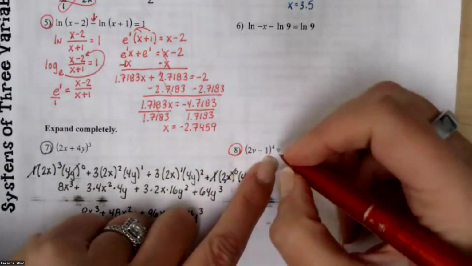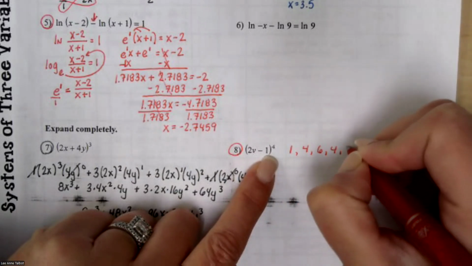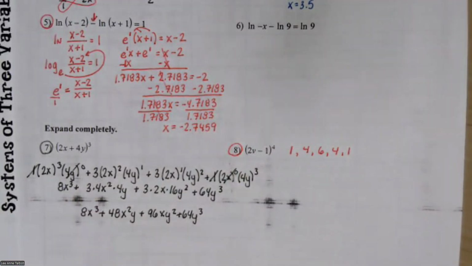Okay. Now number 8. Everybody got this one on the quiz. We're getting there. So this is row 4, which is 1, 4, 6, 4, 1. If you need to make a baby Pascal's triangle to get that, by all means.